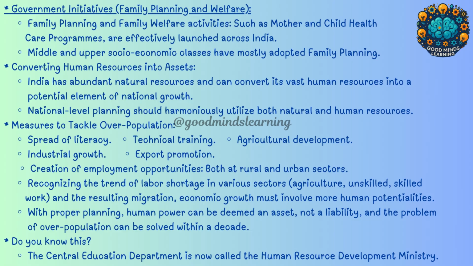Measures to tackle overpopulation: spread of literacy, technical training, agricultural development, industrial growth, export promotion, creation of employment opportunities, both at rural and urban sectors. Recognizing the trend of labor shortage in various sectors: agriculture, unskilled, skilled work, and the resulting migration, economic growth must involve more human potentialities. With proper planning, human power can be deemed an asset, not a liability, and the problem of overpopulation can be solved within a decade.